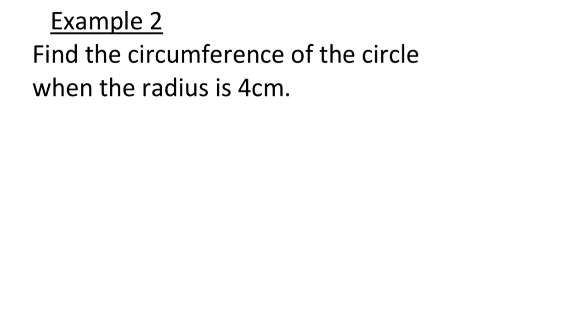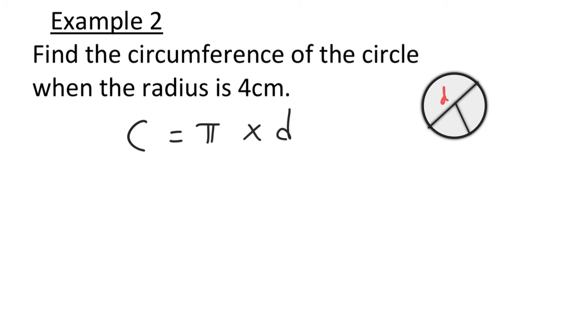Example 2, find the circumference when the radius is 4. So our formula for circumference is pi times D, but D is the diameter. What we know is that in a circle, the diameter is twice the radius. Because the radius is the distance from the middle to the circumference, from the middle to one end of the diameter it's going to be r, and from the middle to the other end it's going to be r. And r plus r is 2r. So the diameter here is going to be 8 centimeters.